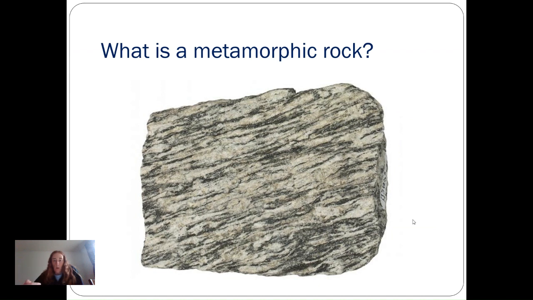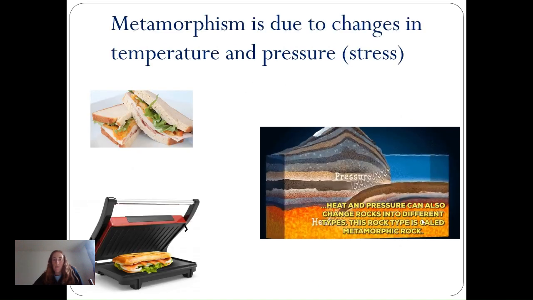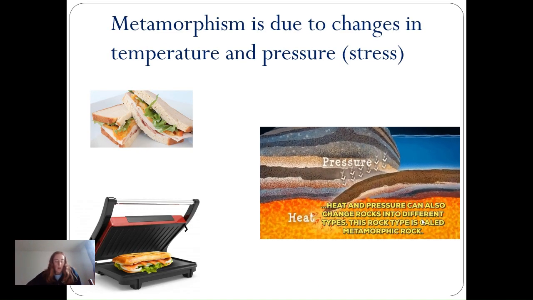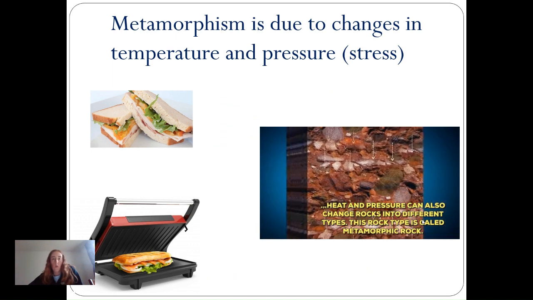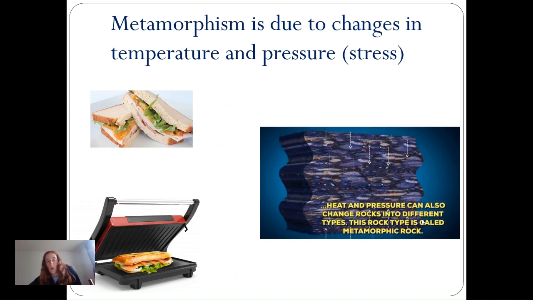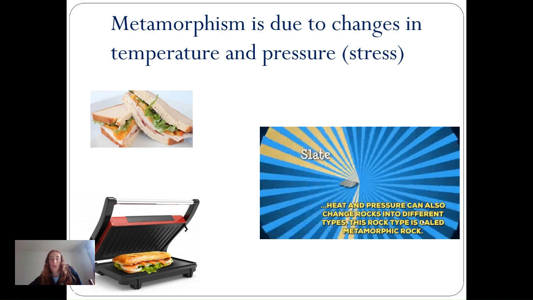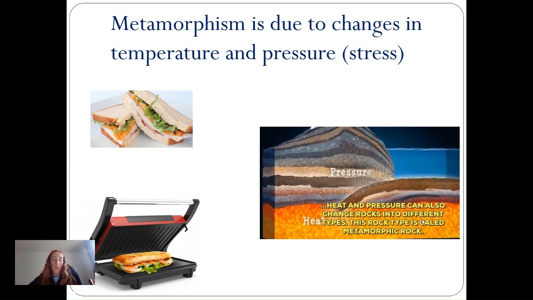So what is a metamorphic rock? This is an example of one. This is called gneiss, which you'll see later on. It's a rock that formed by the combination of pressure and temperature, or just pressure or just temperature, as we'll talk about here shortly. So you either have a change in one of these factors or both. So metamorphism is due to changes in temperature and pressure or stress.